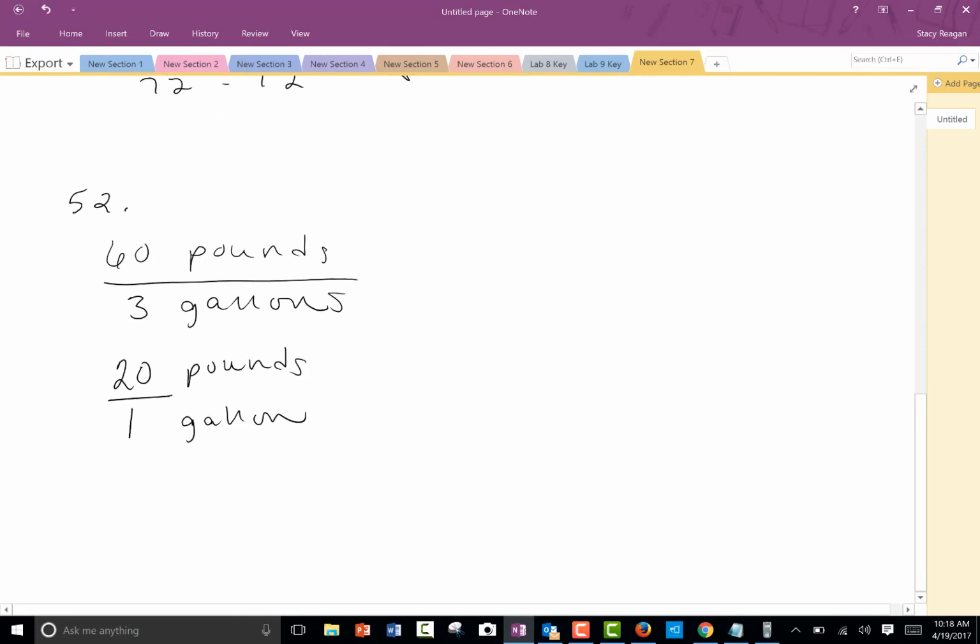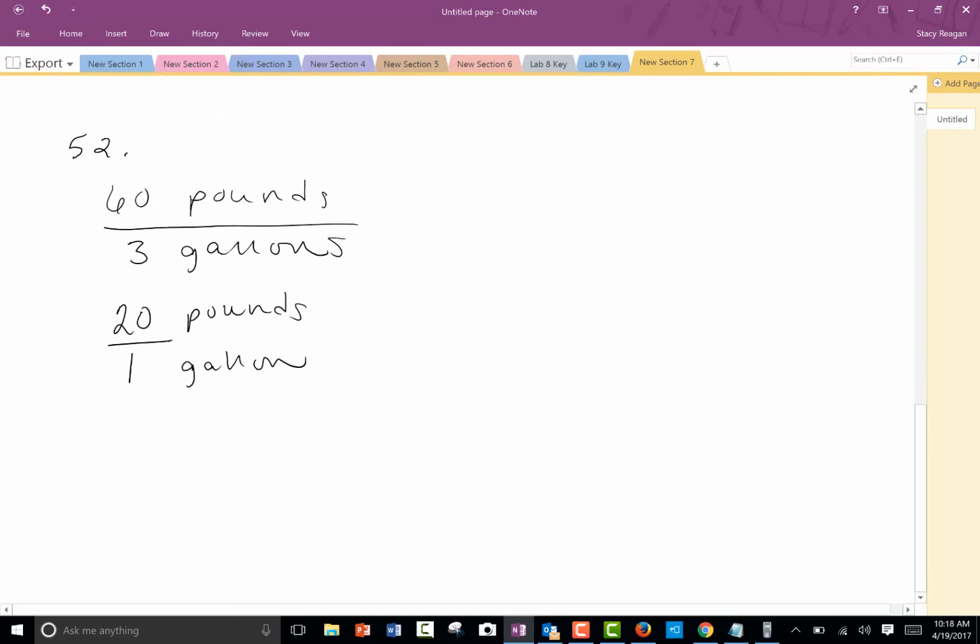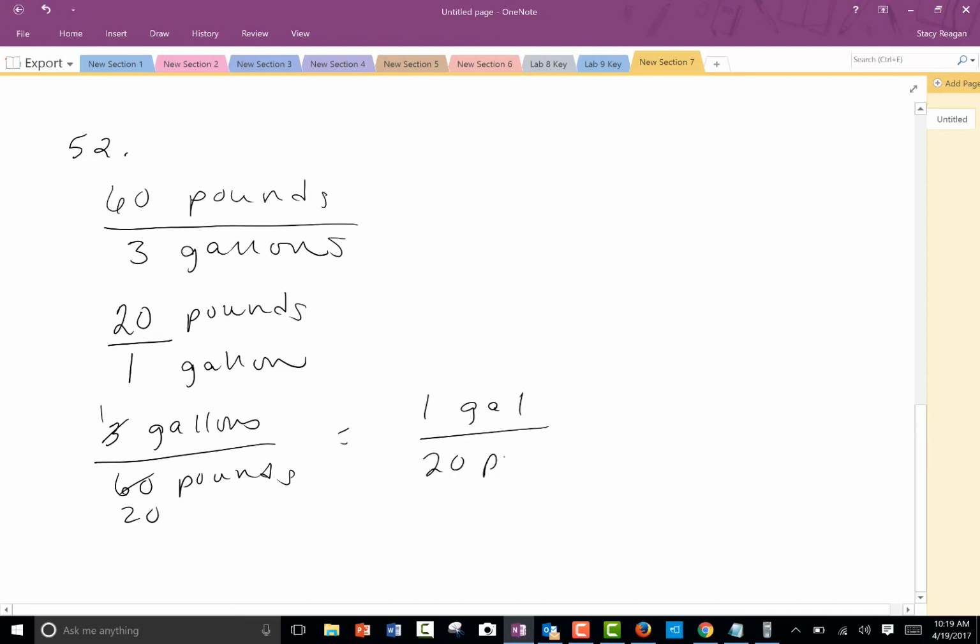If you look at part B, it says what is the ratio of water to cement. Notice that the water's on the top this time. The water's the first one you come to. So you would say 3 gallons to 60 pounds, and you would reduce, and you would have 1 gallon to 20 pounds. So this is what this section is asking you to do. That's your practice for that section.